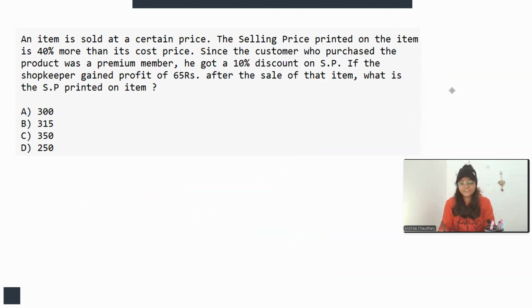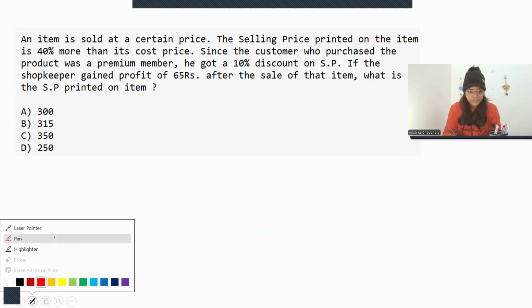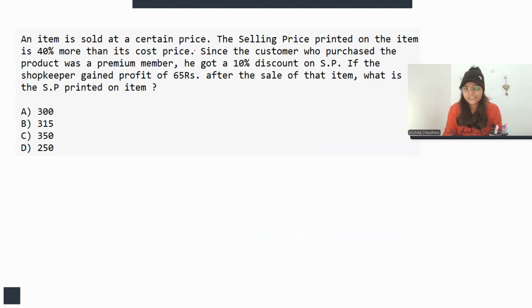Okay, this question is quite interesting. All right, so pay attention here. An item is sold at a certain price. The selling price printed on the item is 40% more than its cost price. So suppose the cost price is 100 rupees. Simple again. Now it is saying that the selling price printed on the item is 40% more than its cost price. So what is 40% of 100? It would be 40 only. So the selling price will become 140.